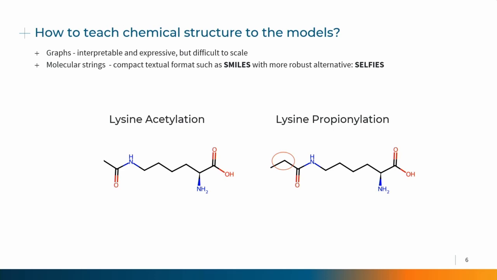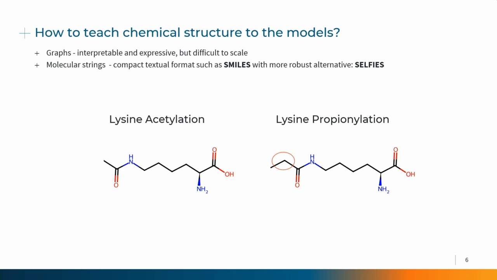However, in the pictures, we clearly see that lysine propionylation has an extra CH2 group, while the rest of the molecule is exactly the same as lysine acetylation. And if we had a model that understands chemical structures, it would be easier for the model to reason on lysine propionylation by knowing about lysine acetylation. So to achieve this and teach chemical structures to the models, we can use either graphs or molecular strings.